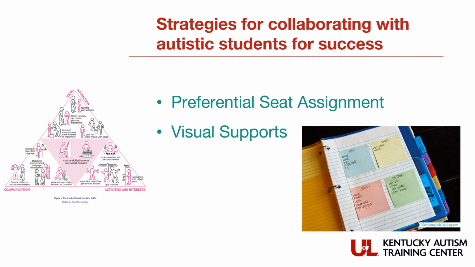Visual supports, we're going to talk about those a little bit more, but here in this example, you see the different colored notepads. Just know that visual supports can be very simple. It can be something as simple as those sticky notes, with different information going on a different color. Also, even there in the binder, each subject is in a different color tab. Those are all types of visual support.